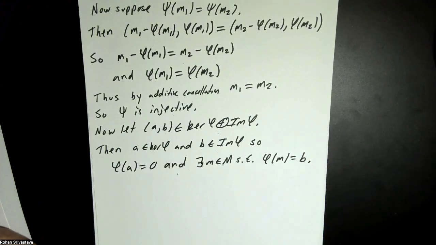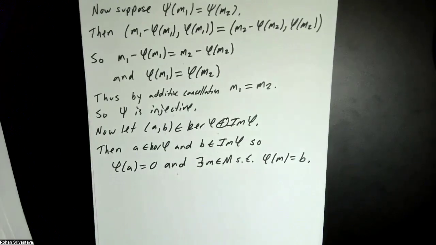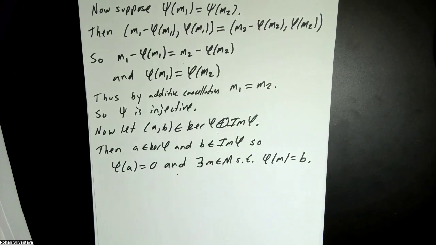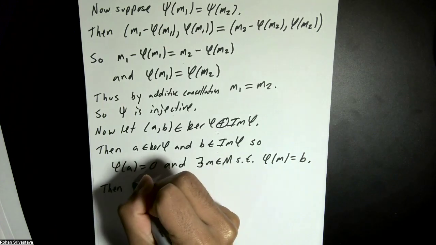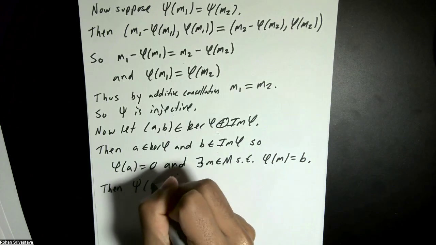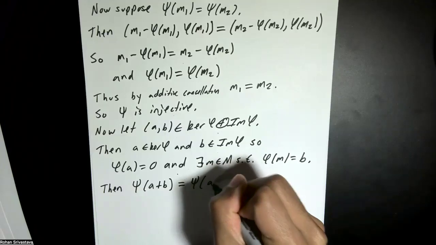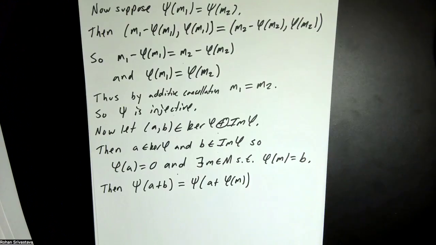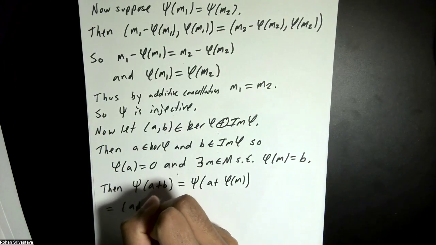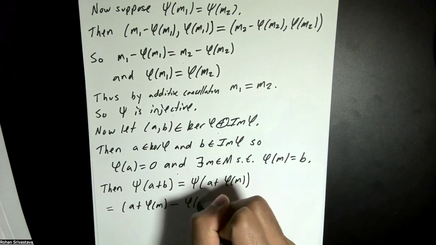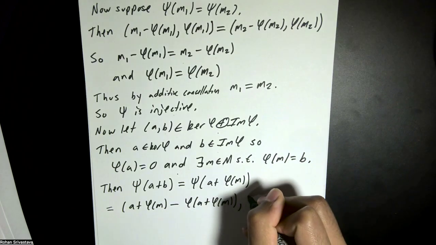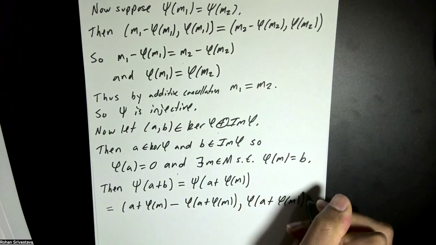Okay, so what's our element of M going to be that maps to the ordered pair AB? It's going to be A plus phi of M, which I guess is A plus B. So psi of A plus B is equal to psi of A plus phi of M, because B is phi of M. And that's equal to A plus phi of M minus phi of A plus phi of M, comma, phi of A plus phi of M, one more parenthesis.